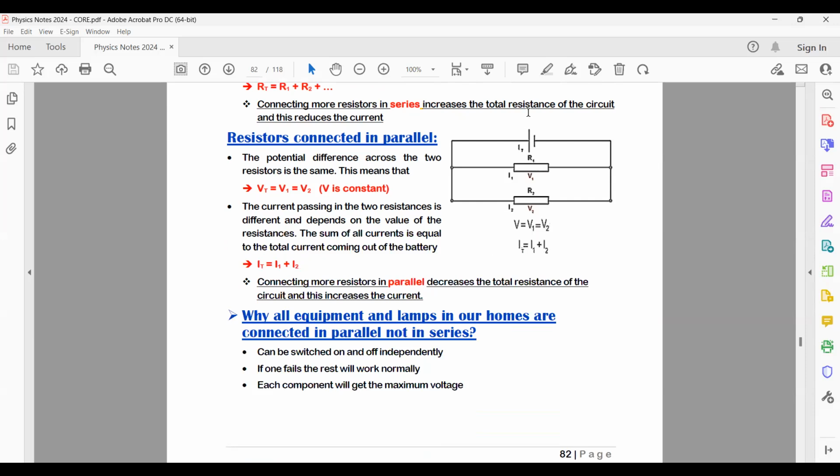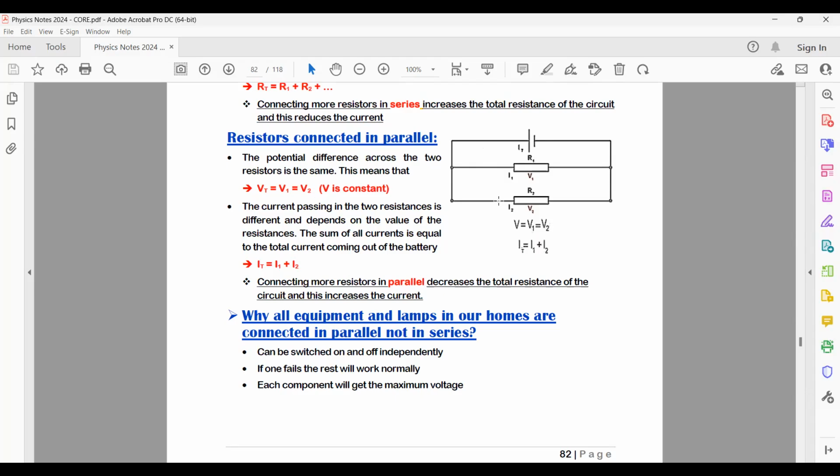In parallel, since each one of the charges is coming from the battery and going back to the same battery, the voltage is constant, but the current is split between them. So the total current in the main branch is equal to the current in the first branch plus the current in the second branch. The currents are added together, and the resistance in parallel is smaller than the smallest.